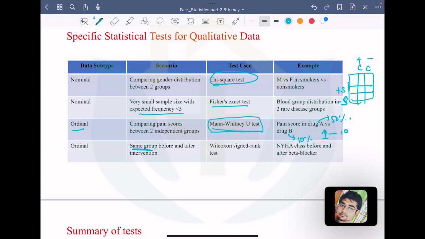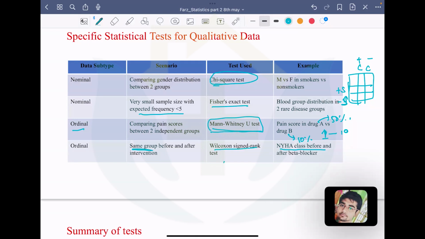Then you educate the workers there. Then you redo the study and see what the improvement is. Or, for example, whatever is given, what is the heart failure class in which the patients are changing after the treatment. For comparing the same group before and after, you use the Wilcoxon signed rank test.